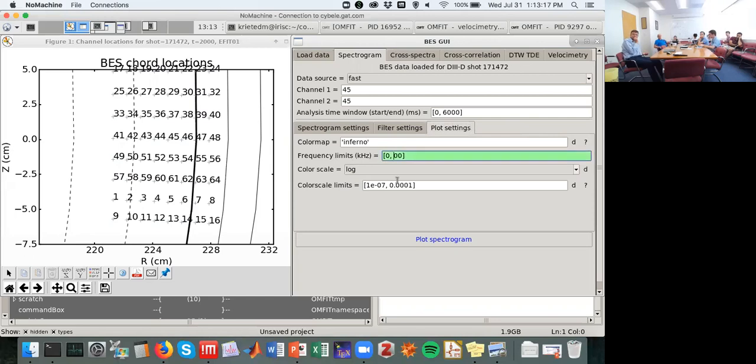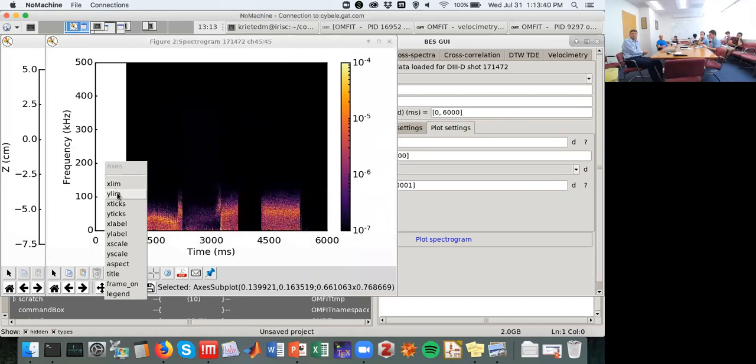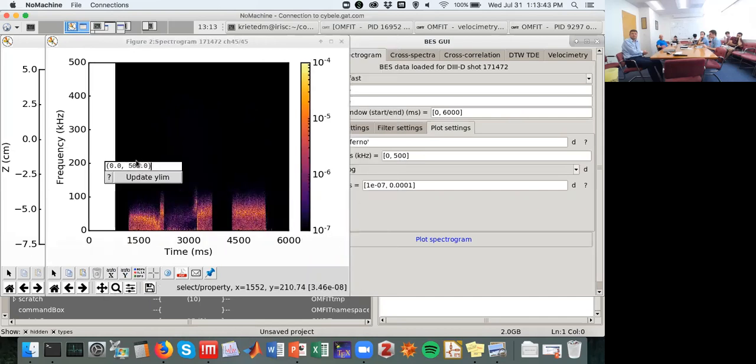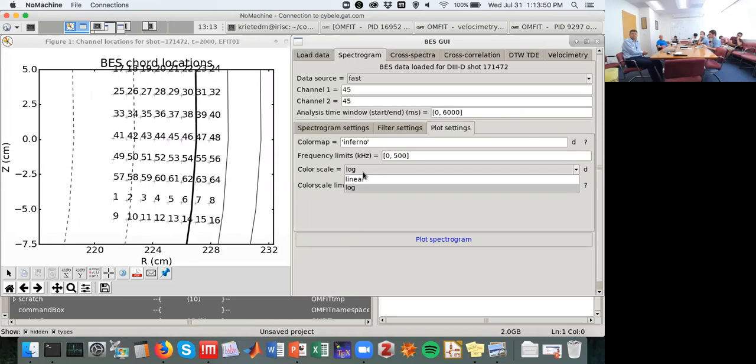Since we sample at a megahertz, you can go all the way up to 500. And you see that basically, because the turbulence spectrum only extends out to about 100, there's nothing up there. But for other shots with more rotation, higher frequency, you would want to change that limit. You can also change that limit once you have the figure generated. If you right-click anywhere on the figure, you can change the Y-limit manually. So you can either do that through the GUI or by right-clicking on the figure. And then you can also change the color scale limits and whether it's a log or linear axis there.